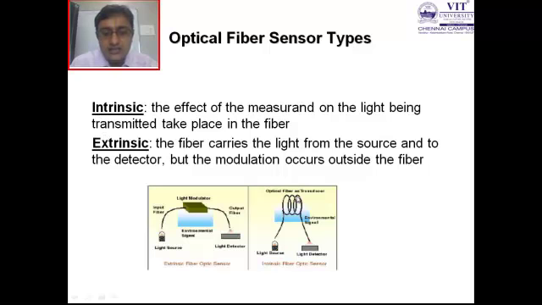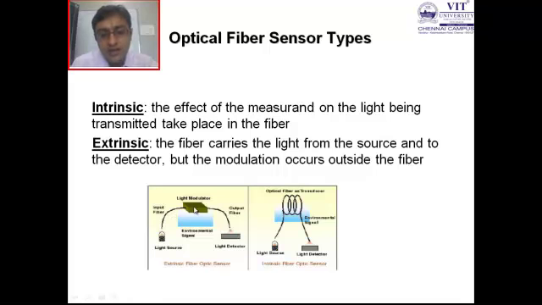An intrinsic fiber will have the fiber itself exposed to the environment. Here the optical fiber acts as a transducer. In an extrinsic fiber optic sensor, the light source travels through the fiber, goes to an equipment which can modulate the light and thereon gets back. So here the fiber itself is not participating in the sensing activity.